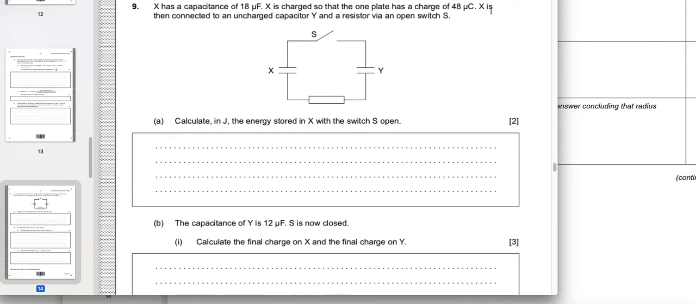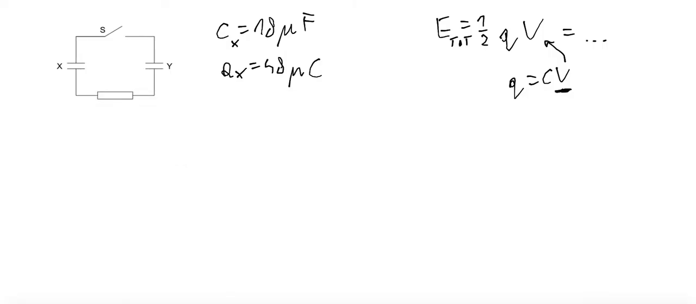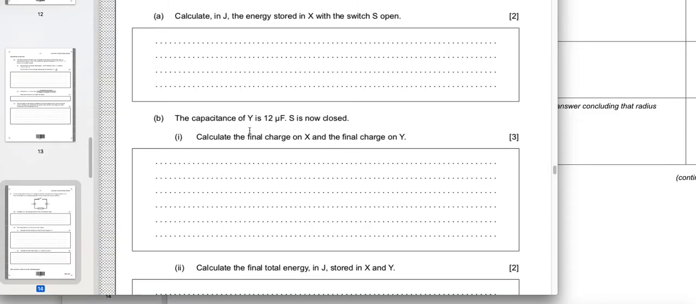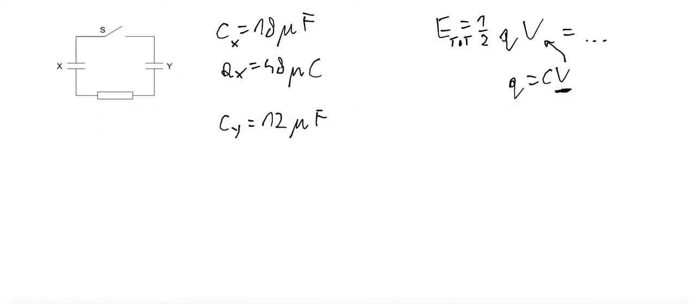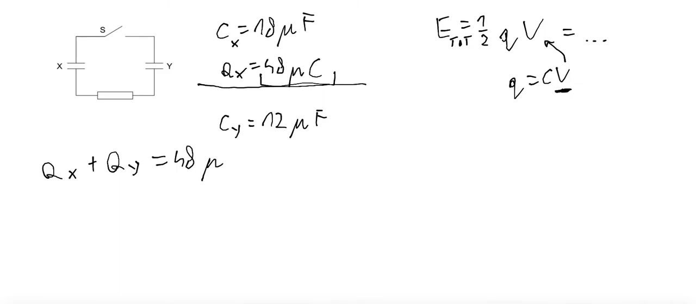Okay, second, the capacitance of Y is 12 microfarads, so Cy is 12 microfarads, and calculate the final charge on X and the final charge on Y. So we know that the total charge is 48 microcoulombs because this is the charge at the beginning when the switch is open. So now when the switch is closed, Qx plus Qy is equal to 48 microcoulombs, a law of conservation of charge, and we know that the potential difference must be the same.